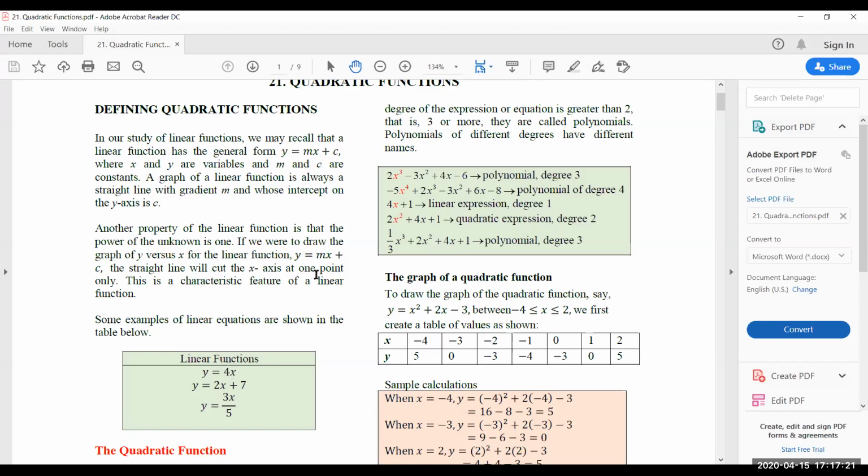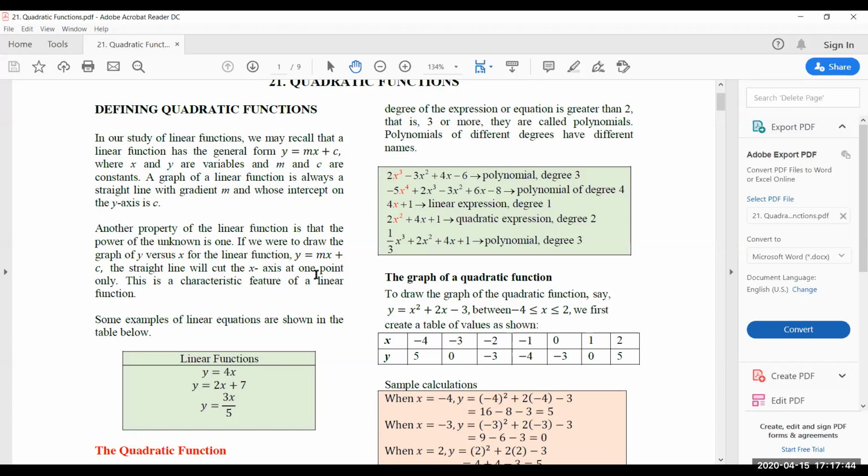So another property of a linear function is that the power of the unknown is 1. So if we were to draw the graph of y versus x for the linear function, y is equal to mx plus c, the straight line will cut the x-axis at one point only. So this is a characteristic feature of a linear function.